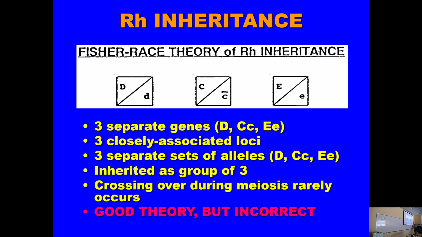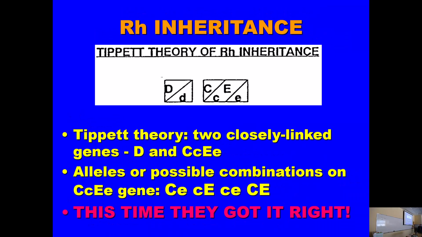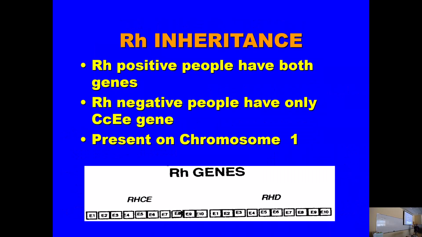This piece is very true, okay? Meiosis doesn't tend to have a lot of crossover. The Wiener theory is 1 gene complex, and we'll get into what all these mean, like big R1, big R2, big RZ. And it is all 1, but it wasn't. So it's been more recently that we have this Tippett theory: 2 closely related genes. You get a D gene and a C and an E gene. Different combinations. So the CE is big C, little e, little c, big E, little c, little e, big C, big E. So they get inherited as a group.